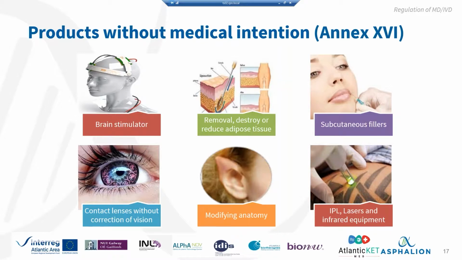This Annex 16 presents a list of all the products that are included within the scope of these products without medical intention, but mostly you have them summarized here, such as products for modifying anatomy, contact lenses without correction of vision, subcutaneous fillers, and devices for the removal or destruction of adipose tissue. As you can see, these products lack a medical intention. They don't have a purpose of treating or alleviating a disease or making a diagnosis, but they have to comply with the safety requirements of the regulation.